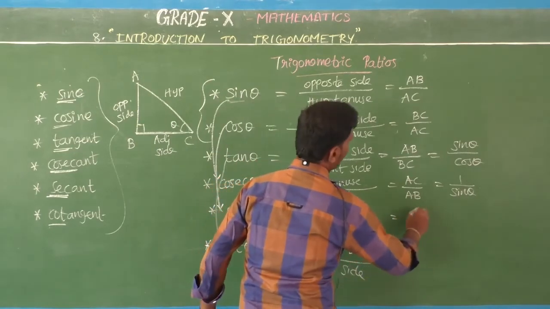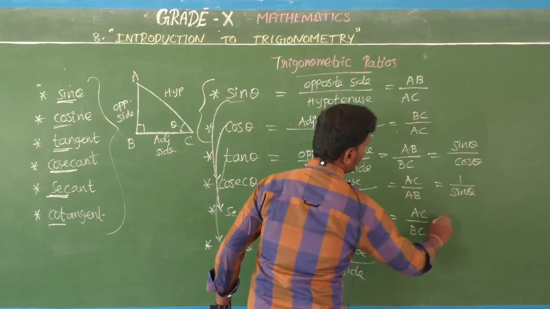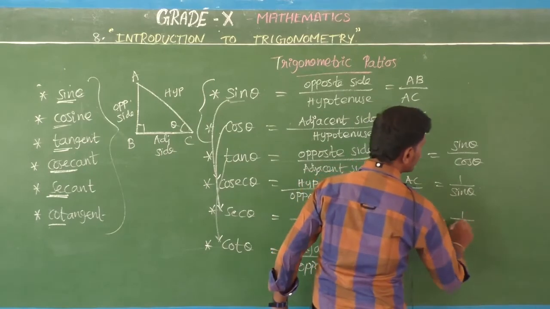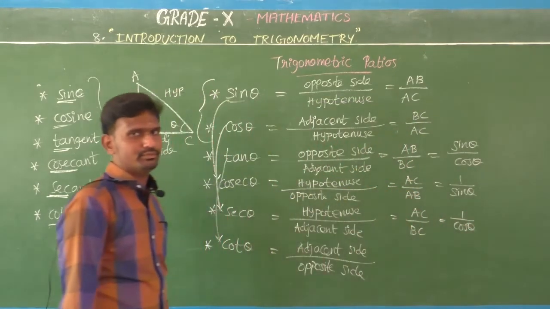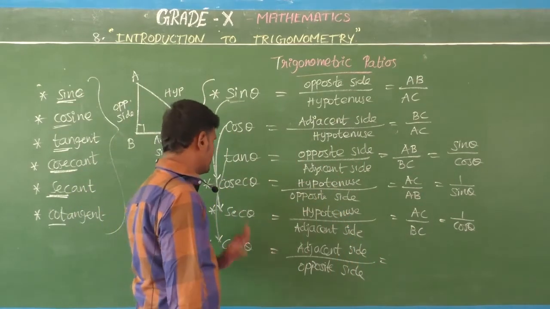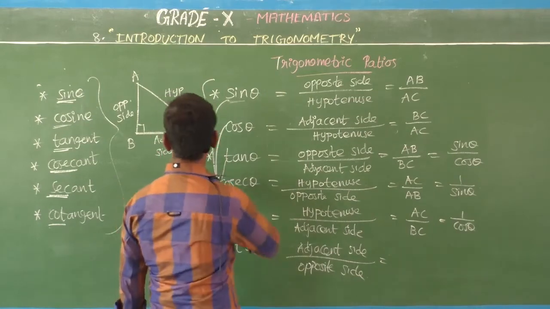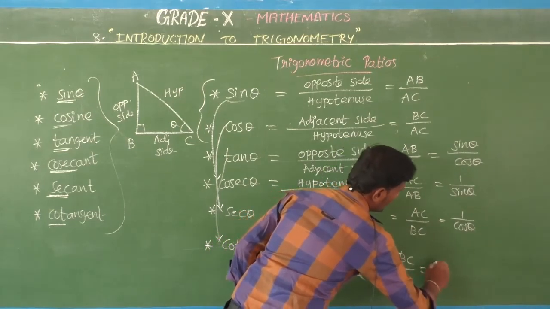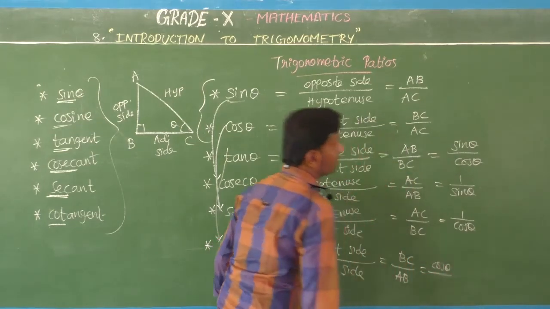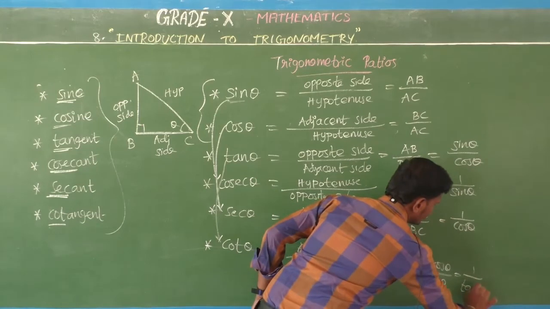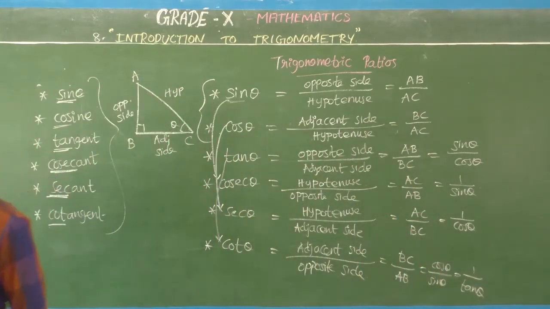So secant theta, what I told you, students, is hypotenuse by adjacent side. The hypotenuse is AC divided by BC. Secant theta is the reciprocal of cos theta, so 1 by cos theta. You should know all these. And finally the adjacent side divided by opposite side is cot theta. The adjacent side is BC divided by AB, the reciprocal of tan theta. So cos theta by sin theta, or otherwise 1 by tan theta. So these are the 6 trigonometric ratios.